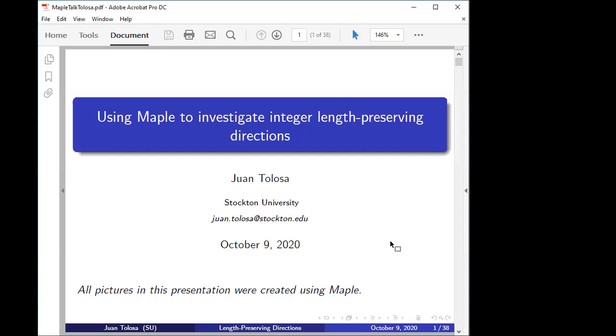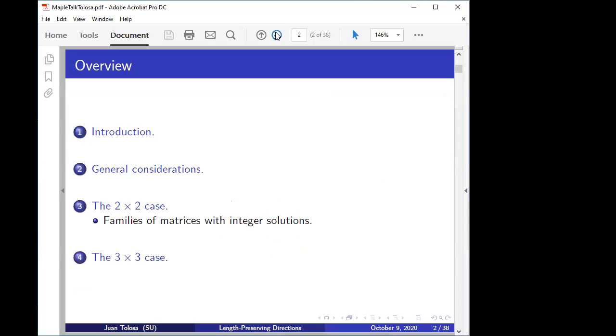The title of my talk is Using Maple to Investigate Integer Length Preserving Directions. I will explain what this means. I have used Maple a lot for computations, for exploration, and also for graphing. This is an overview of the talk.